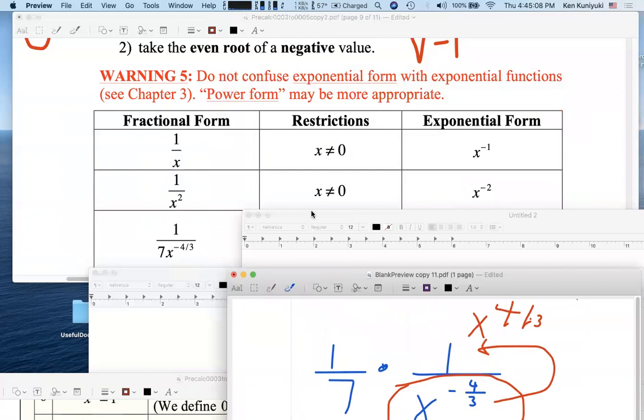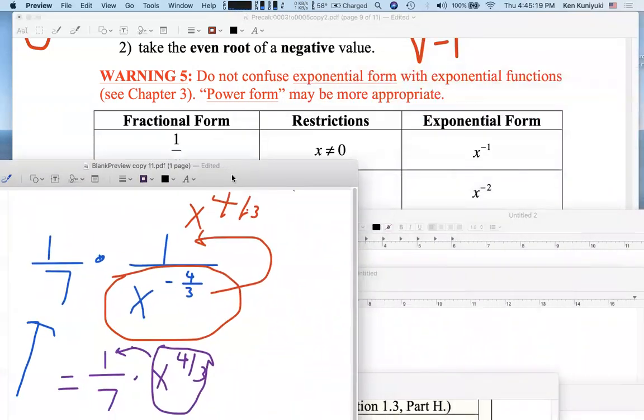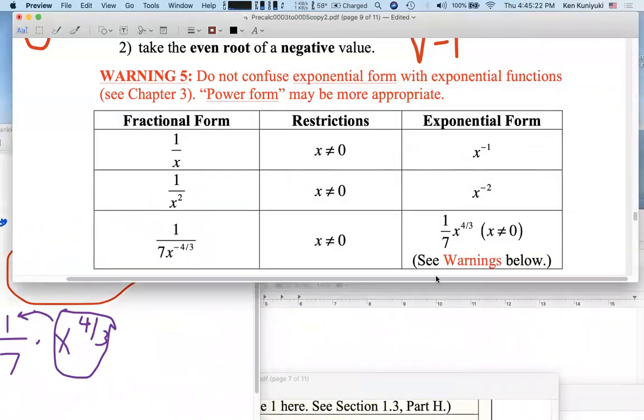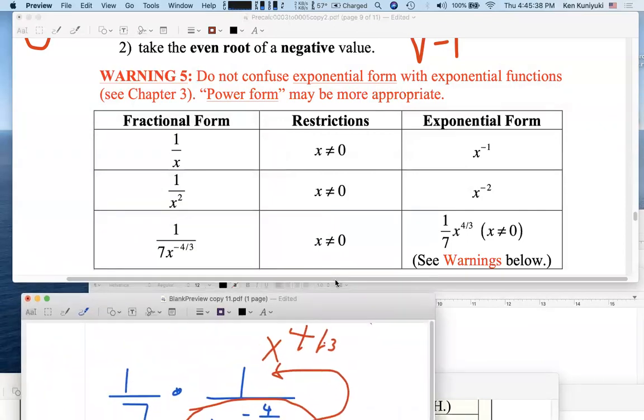All right, bottom line. And also consider restrictions. Is there a restriction on x? Bottom line, I think it's going to be 1/7 x to the 4/3. And again, if you wish, you can rewrite this as a single fraction, x to the 4/3 all over 7. That's also acceptable. Now, because of the negative exponent on x, if you have x to any negative exponent, then x cannot be 0. There's no way that's going to work out.